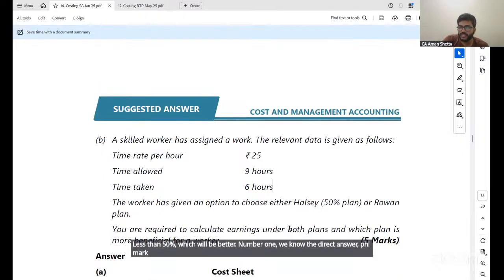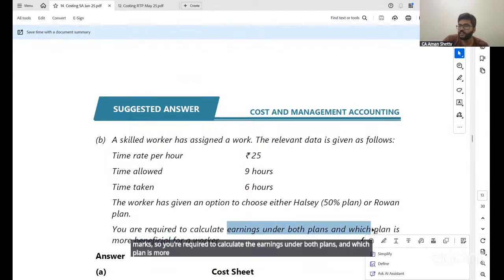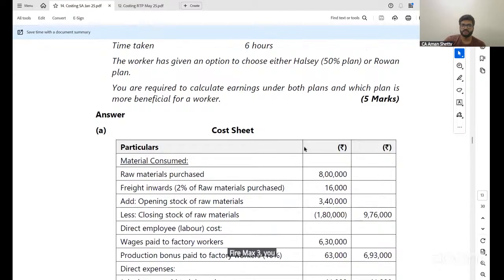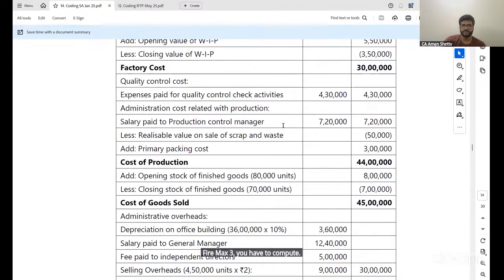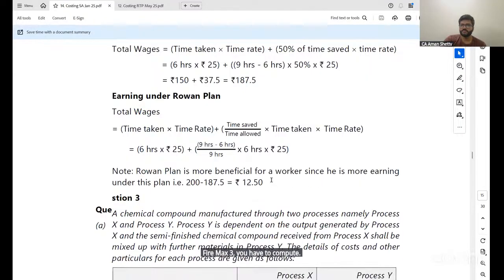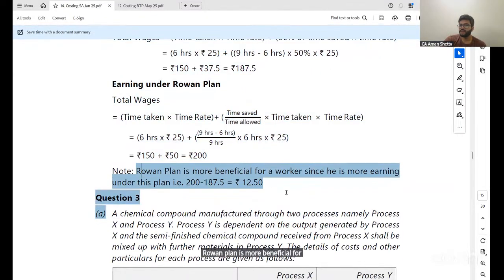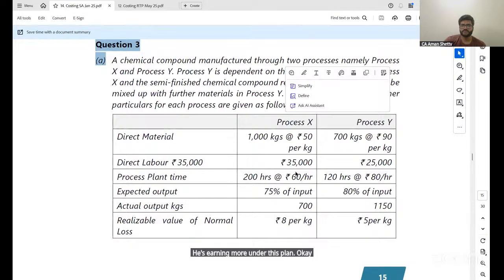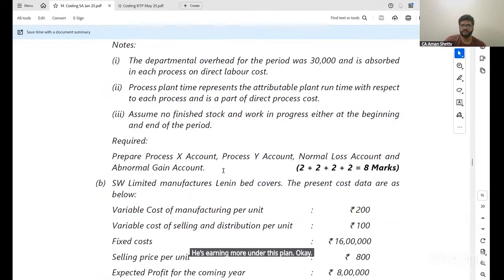For 5 marks, you are required to calculate the earnings under both plans and say which plan is more beneficial for a worker. We know the answer, but you have to compute it. Rowan plan is more beneficial for a worker since he is earning more under this plan. Then process costing problem.